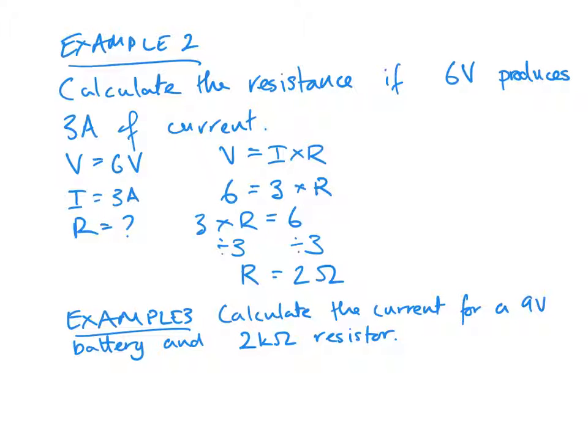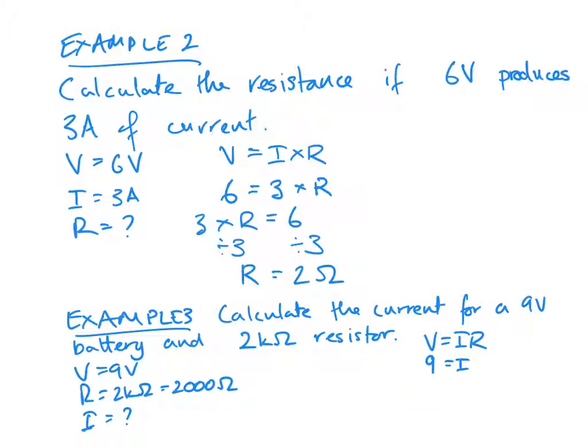If I go through the same sort of problem solving again, V is 9 volts is the first one I come across. R is 2 kilo ohms, but what I want to do at that point is immediately convert that into ohms. 1 kilo ohm is 1,000 ohms, so 2 kilo ohms is 2,000 ohms, multiplied by 1,000. And I is my question mark here, trying to calculate current. Write out the formula as given. I'm kind of having to squeeze it in a wee bit here. V equals I times R. Substitute, so I know that V is 9. I don't know I, but I know that R is 2,000.